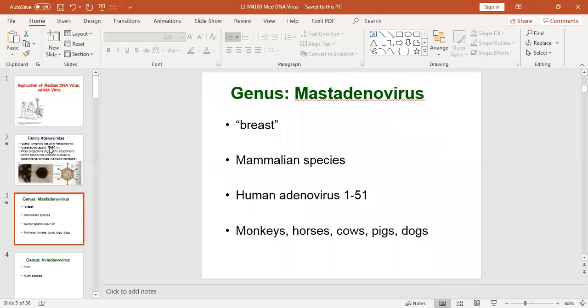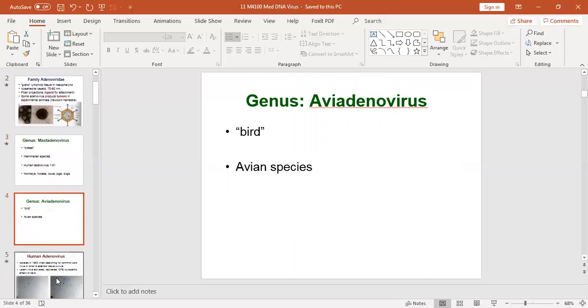Moving to slide number 3, the first genus is Mastadenovirus, mast, breast. It is specific for mammalian species. Human adenovirus 1 through 51, these are the serotypes. The host range is pretty wide. It can infect monkeys, horses, cows, pigs, and dogs. Slide number 4. Another genus is aviadenovirus, AV, bird. It is specific for avian viruses.